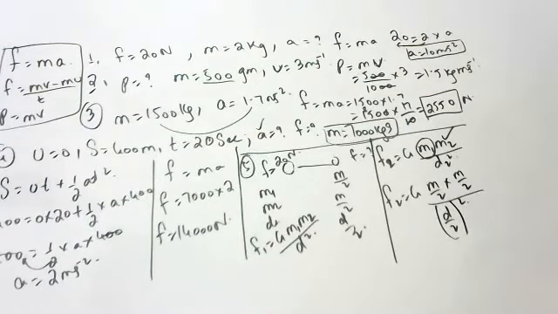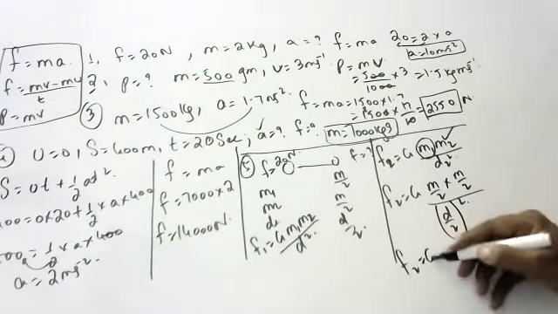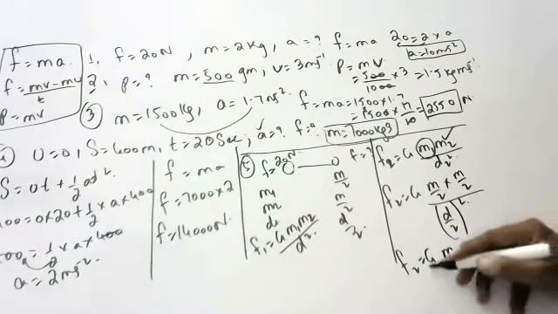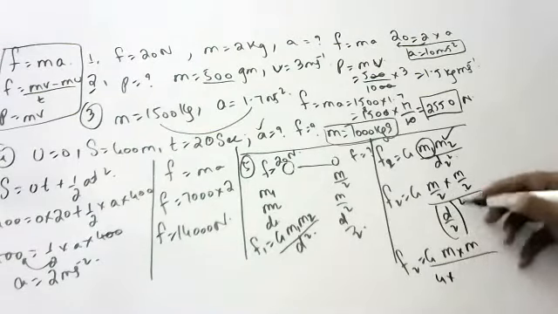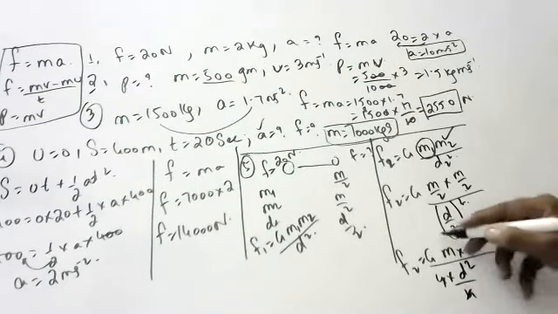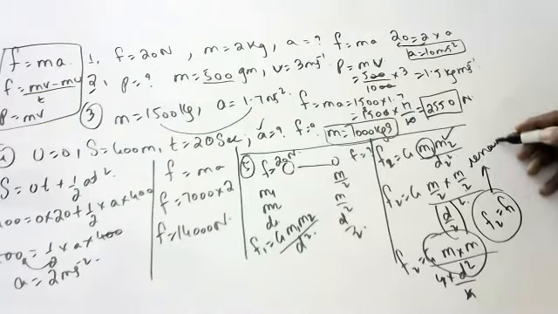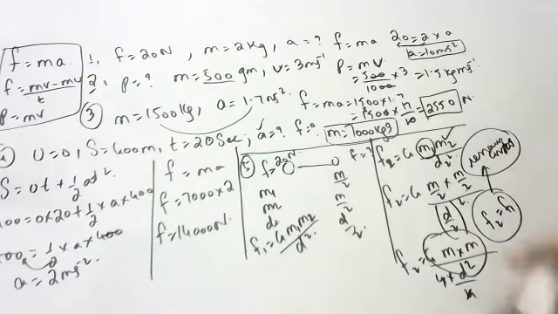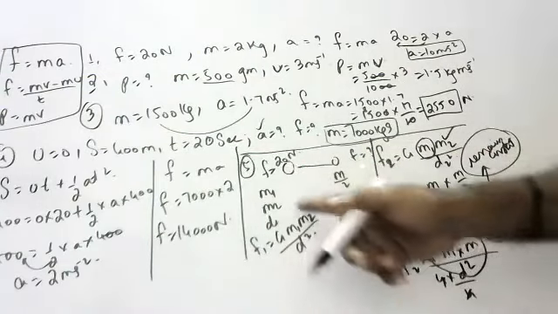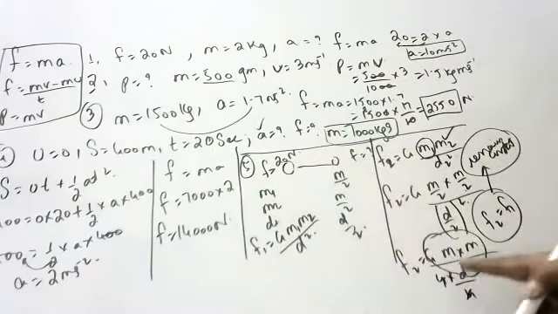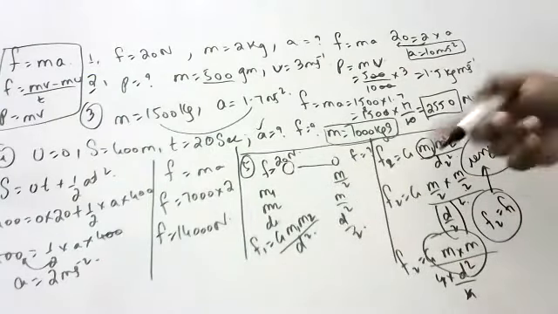Try to understand, children. So F2 is equal to G M1 M2 by D square by 4. The 4s cancel, and this is equal to the first force. So F2 is equal to F1. The force remains constant. There is no change in the force even after you halve the distance, because the mass is also halved and the distance is also halved. So the force remains constant. Questions like this will come in the exam.